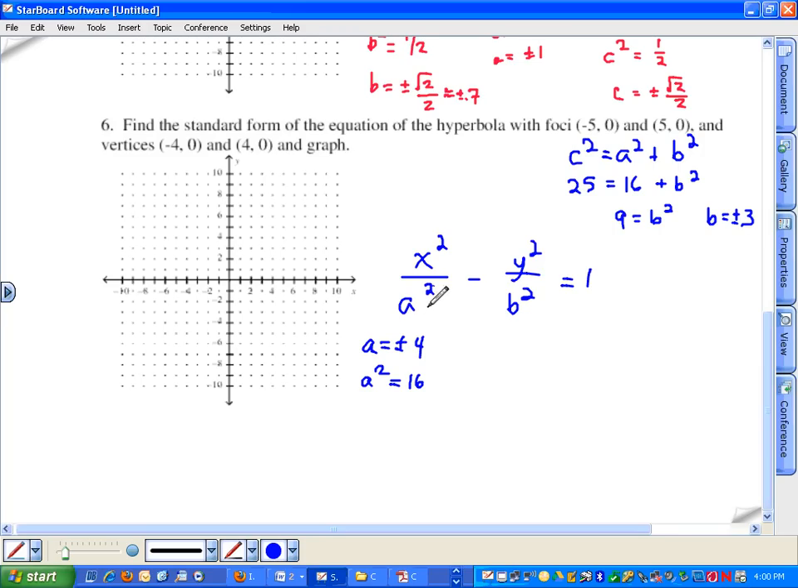Once you know the values of a and b, we're going to draw the central box. And this is, again, a horizontal hyperbola. So a goes on the x-axis, b goes on the y-axis. Then we draw our central box. From the central box, we can then use the corners of the central box to generate the asymptotes.